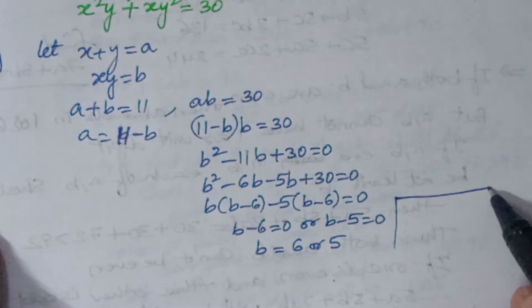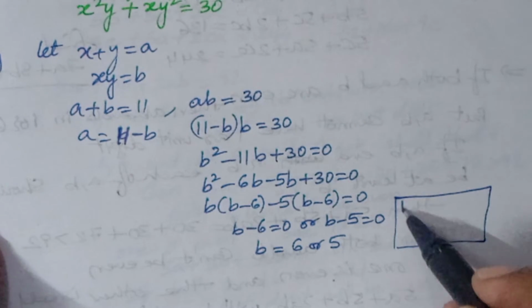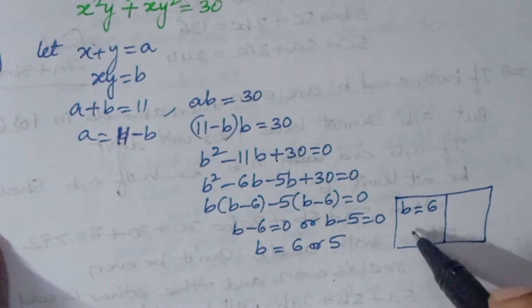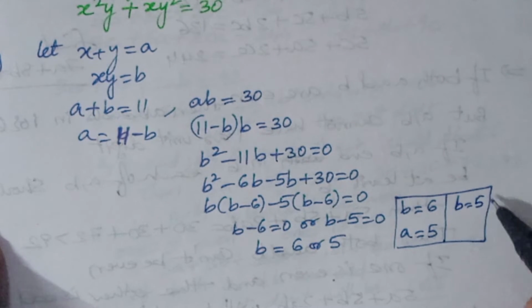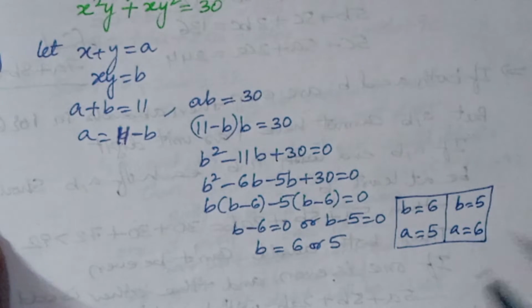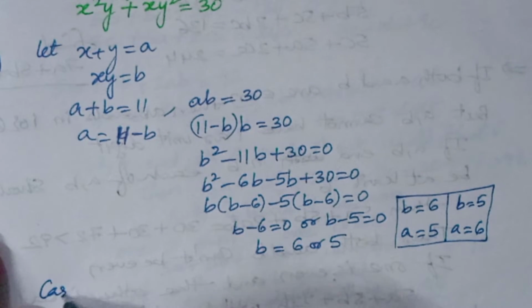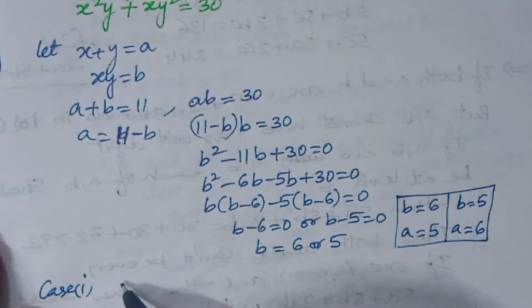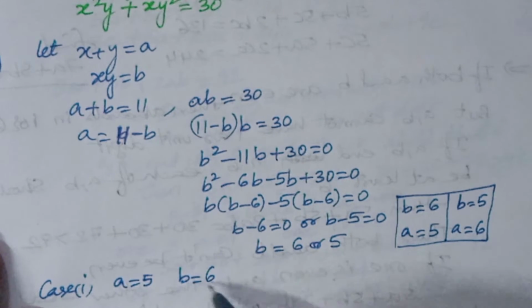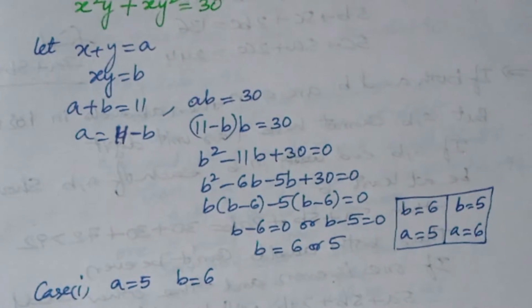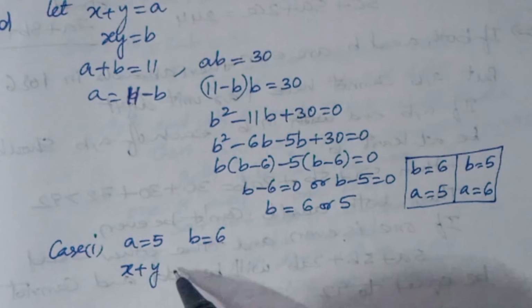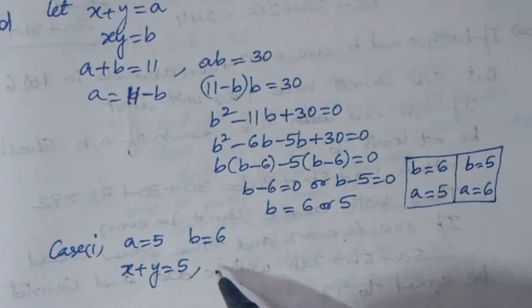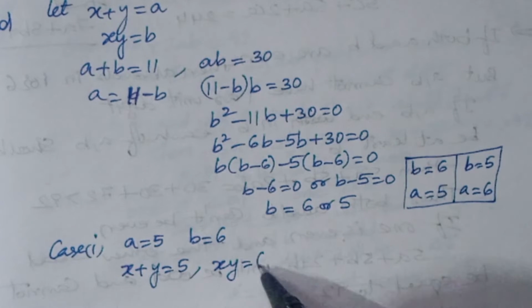So here we'll get two cases. If b is equal to 6, a value will be 5. If b is 5, a value is 6. Now if you take case 1, a value 5, b value 6. So a value 5 means x plus y is equal to 5 and xy is equal to 6.